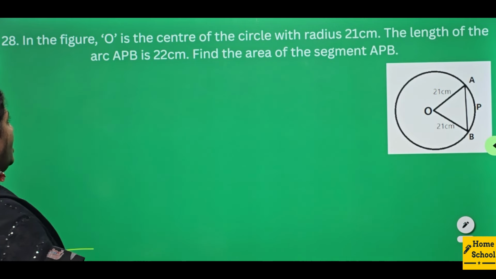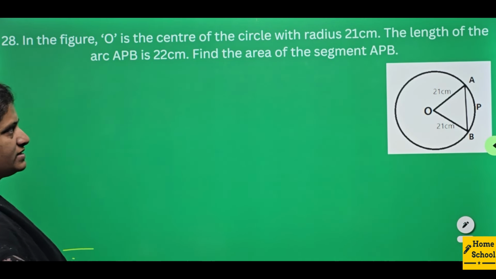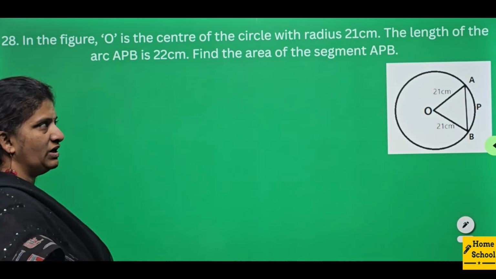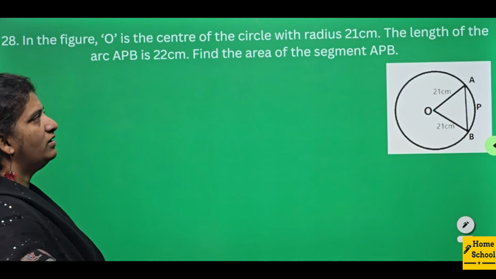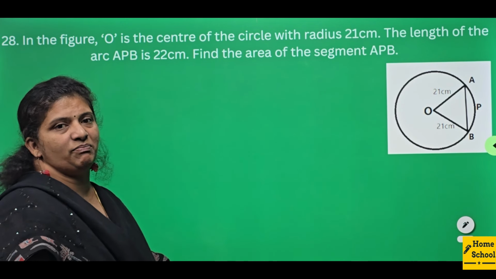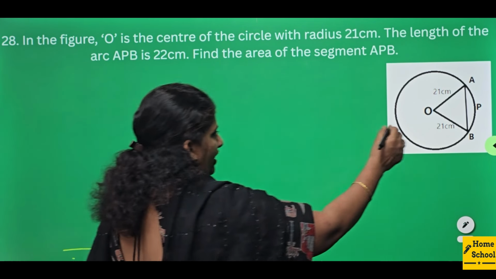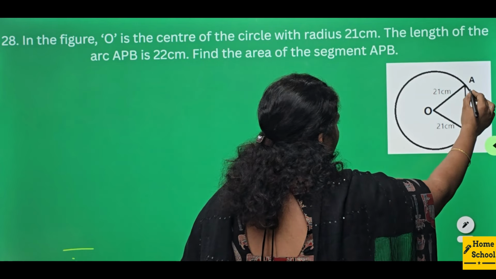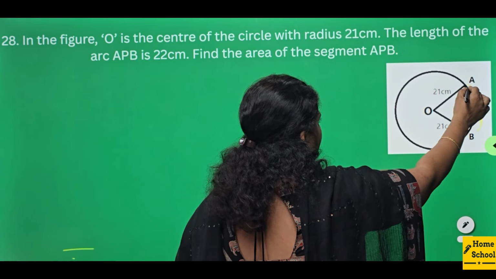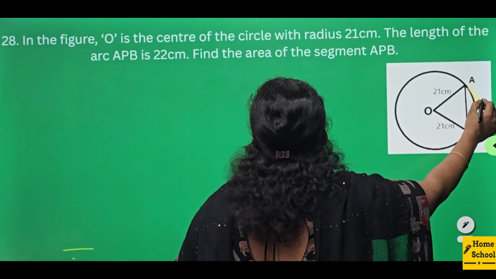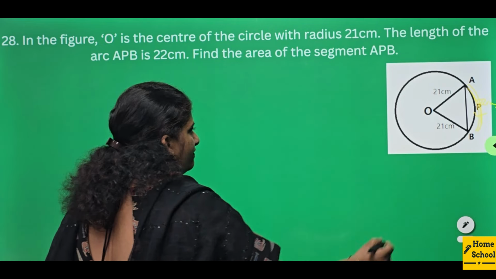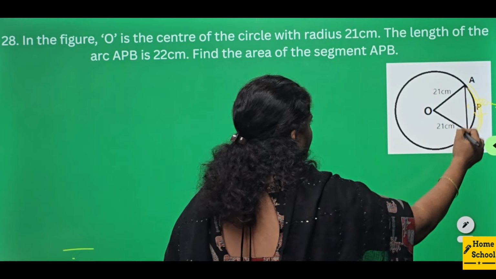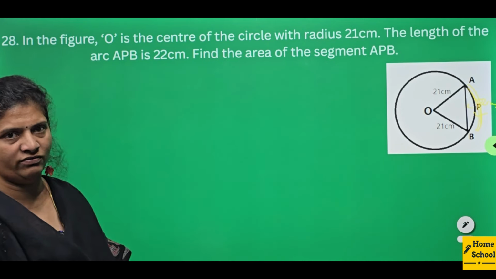28th question. In the figure, O is the center of the circle with radius 21 cm. The length of the arc APB is 22 cm. Find the area of the segment APB. Given APB means this length of the arc is given how much? 22 centimeters. Find the area of this segment, minor segment you need to find.